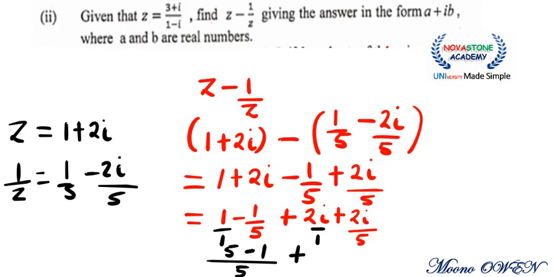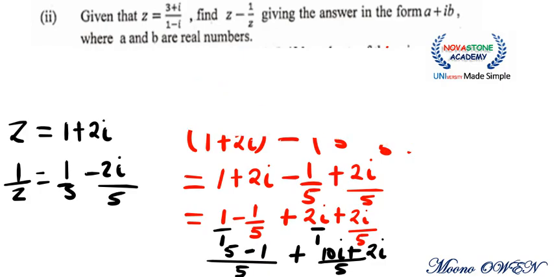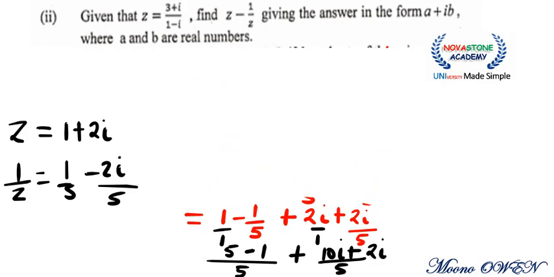Plus, when I come to the other side, the common denominator is still 5. So 1 into 5 is 5. 5 multiplied by 2i, that is 10i. Plus 5 into 5, that is 1. 1 multiplied by 2i, that is 2i. Basically this is what I have. Now if I simplify it further, on top, what I'm now going to have is 5 minus 1, that just gives me a 4. So I have a 4 over 5. Then there's a plus. Then 10i plus 2i, that gives me 12i over 5.